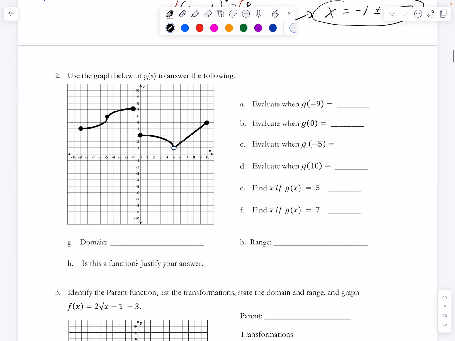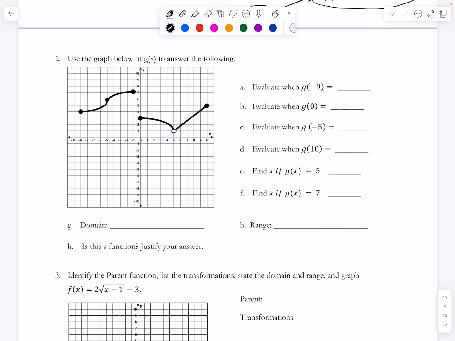Okay, page 2. Page 2, we have this whole graph here, and I'm doing a lot of stuff with it. All right, this is our function g of x. So it says evaluate when g is -9. So I'm going to go over to -9 in the x value, and the y value is 4. G of 0. Go when x is 0. My y value is 3. G of -5 is going to be 6. Okay, last one like this is g of 10. Go over to 10 in the x, that is 5.